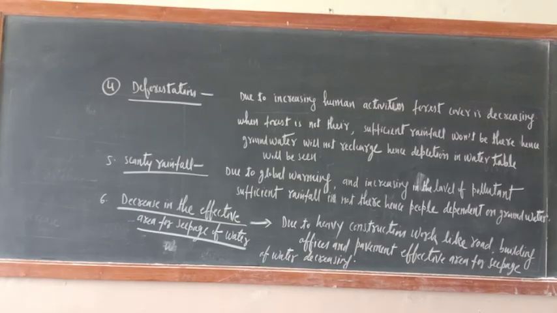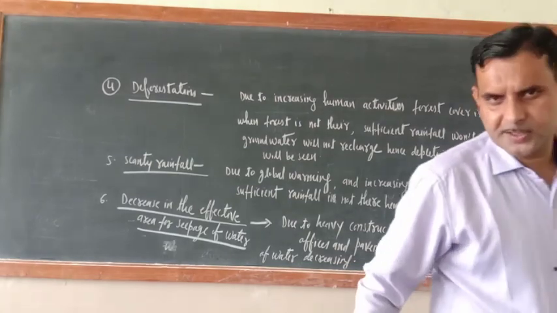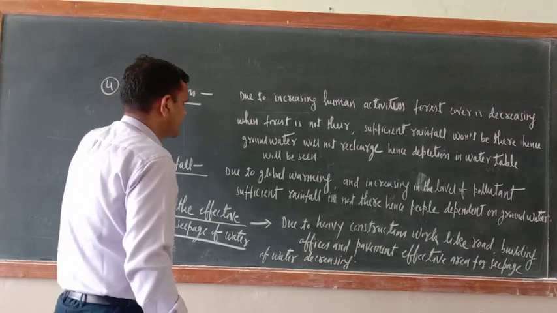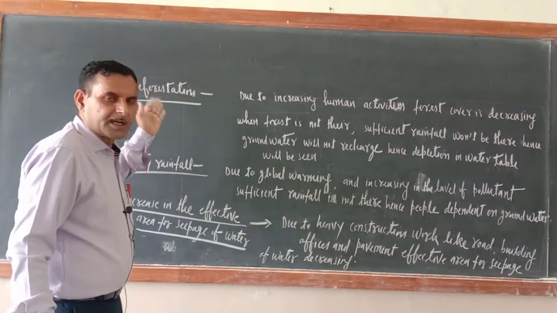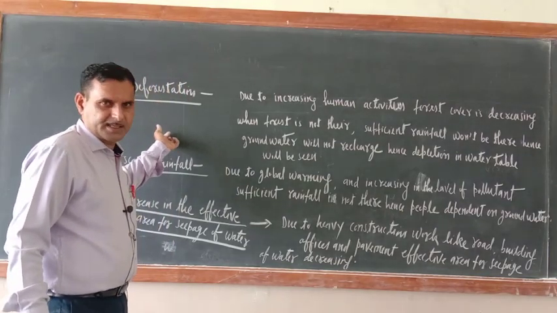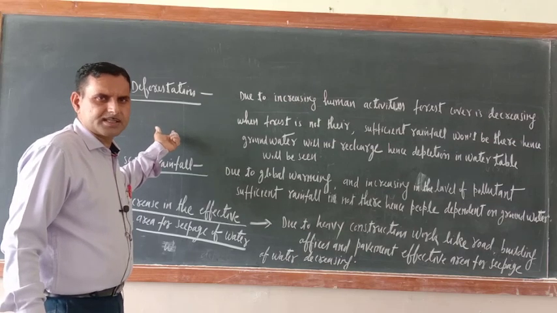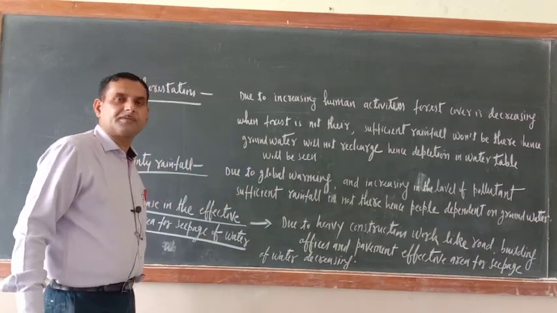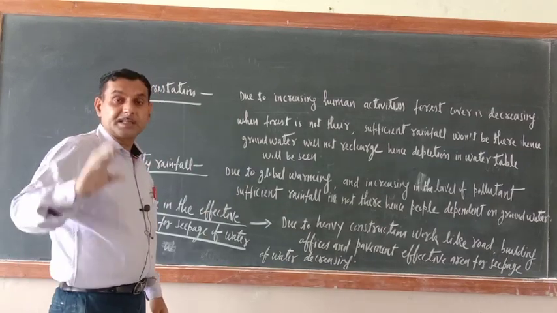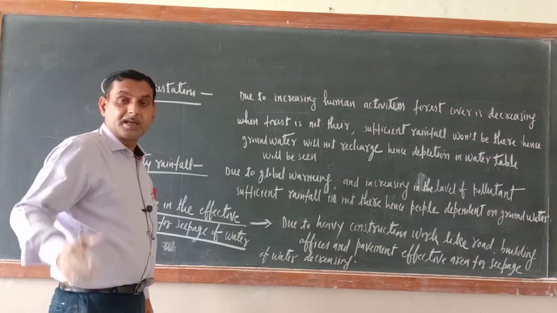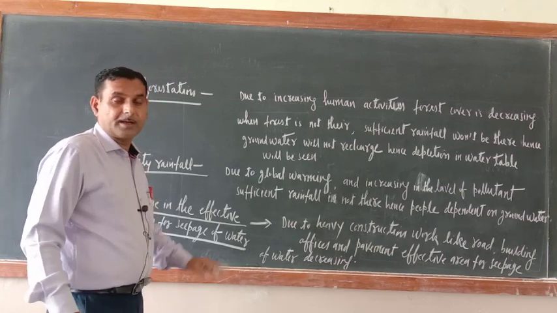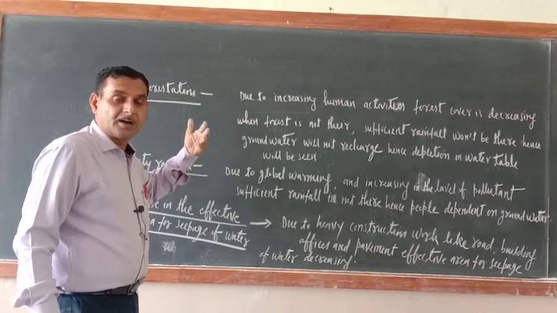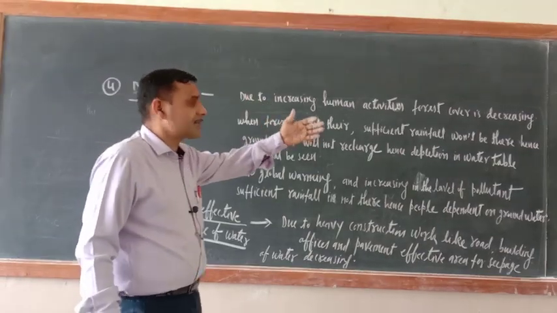So dear cadet, now point number 4. What is the fourth factor which is responsible for depletion of water table? Deforestation. What is the meaning of deforestation? Cutting down of forest. Forest is made up of trees, plants. So due to increasing human activity, what are the human activities? Agricultural activities, increasing number of industries, now some other activities, making a playground. Because of the increase in human activities, now in our surroundings forest cover is decreasing.